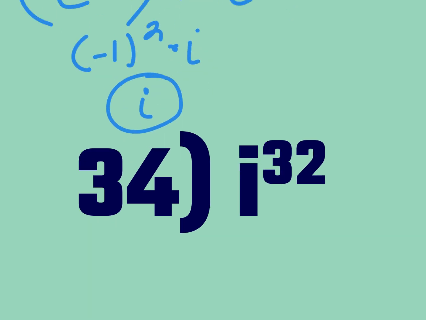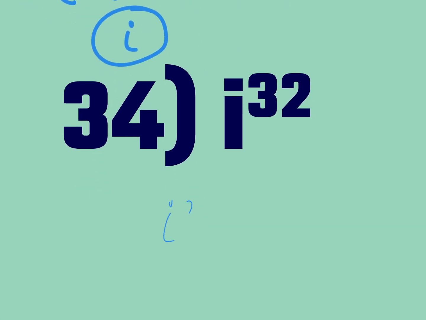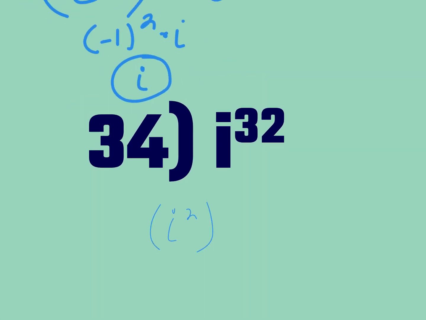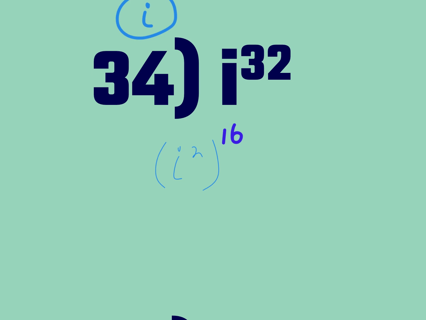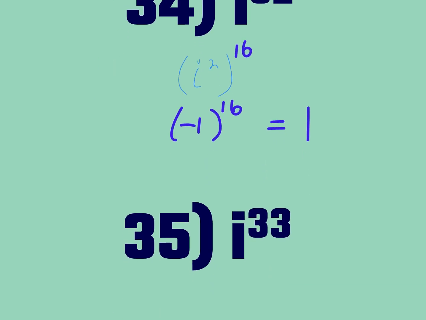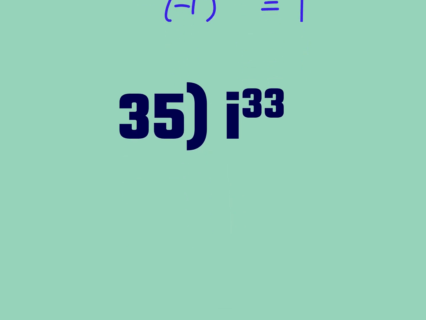So think about this. What would I have to break this down into? If I went i squared to what power gives me 32? 16, right? Because 16 times 2 is 32. So again, now let's use numbers. i squared is equivalent to what number? Negative 1. And negative 1 to the 16th power gives you what? Positive 1. Yep. Any negative number raised to an even power becomes positive.